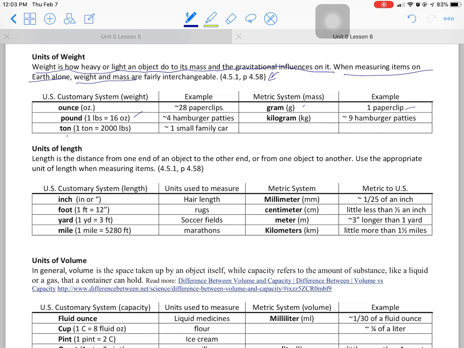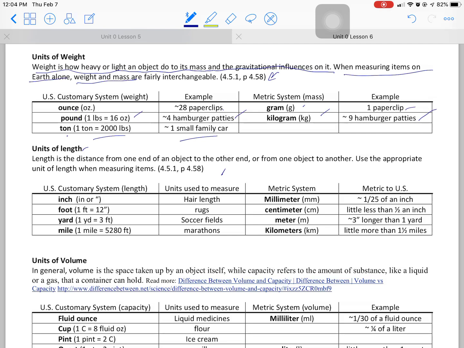Pounds are 16 ounces. Like a quarter pounder, there's like 4 hamburger patties in a pound. Kilograms, though, are quite large. There are about 9 hamburger patties in a kilogram. And then a ton is 2,000 pounds, which is about 1 small car, okay?